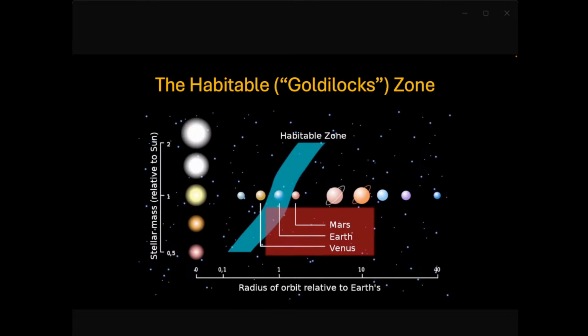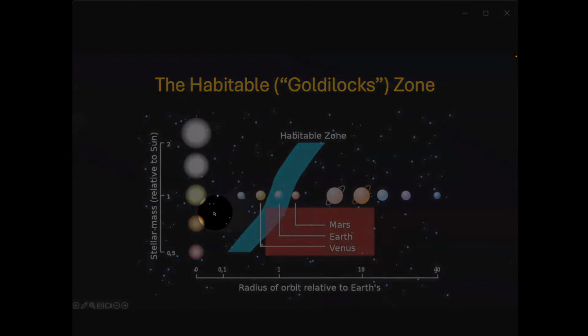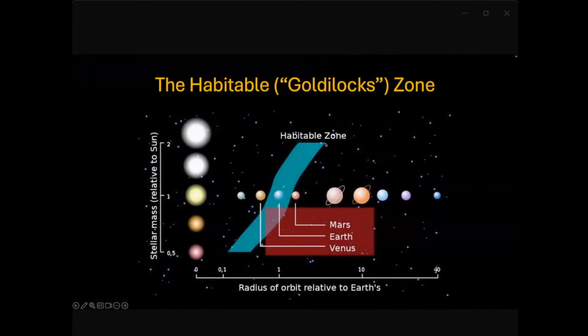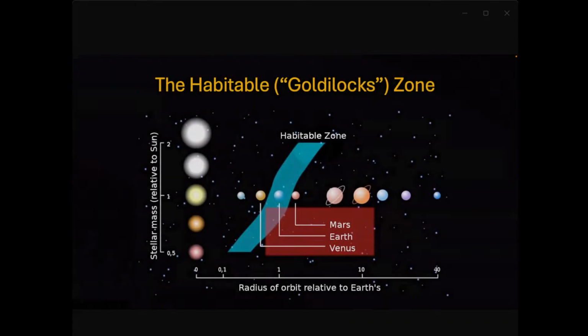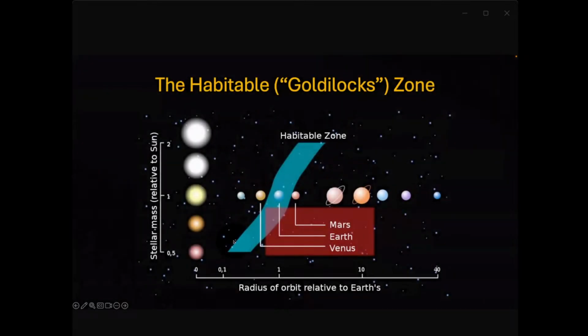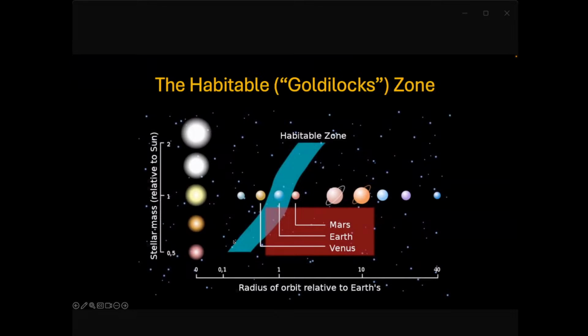We do know some basic rules, though. As you make your star bigger and hotter, the habitable zone should move out. You want to get further away from the campfire. And as you make your star smaller and less luminous, then the habitable zone moves in, and it gets a lot closer. And that's important because most stars in the galaxy are actually the smaller stars.